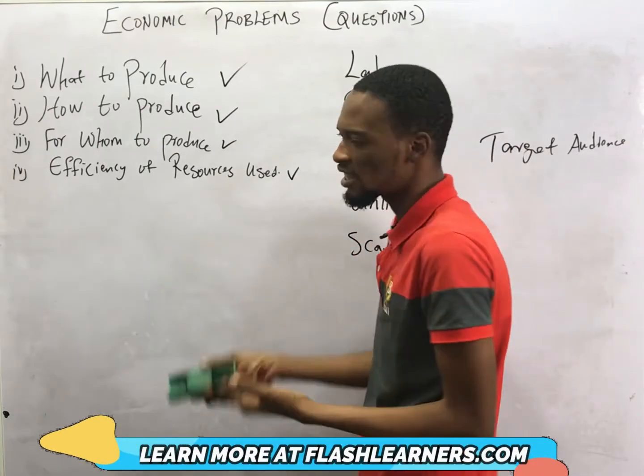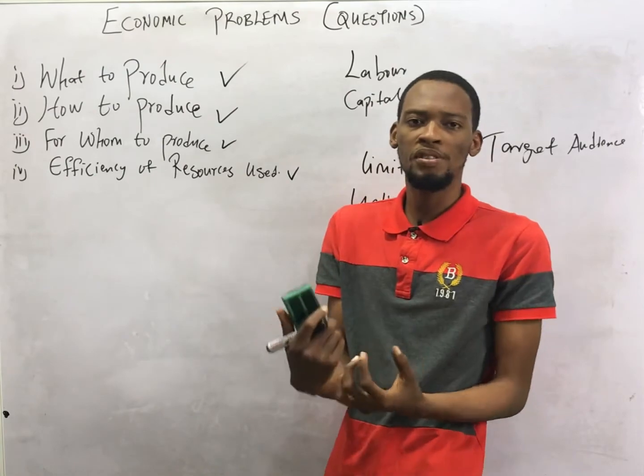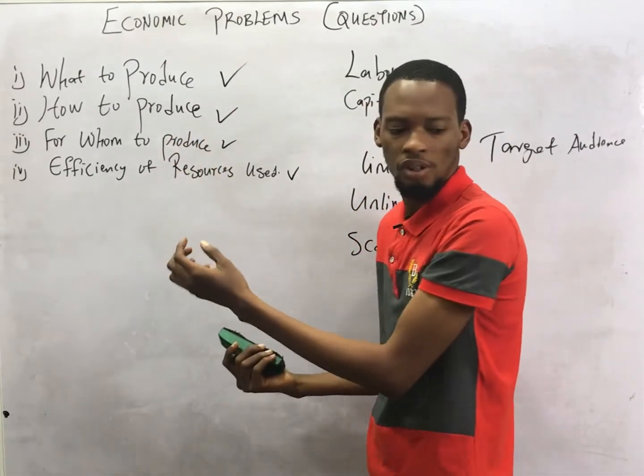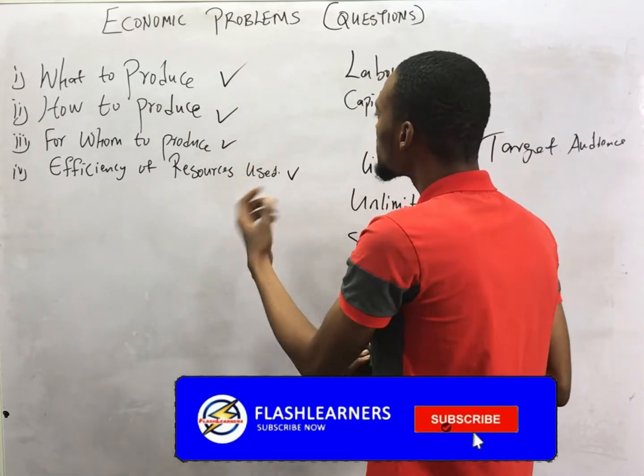So if you are asked in an exam, what are the economic problems or economic questions or problems of the society under economics? It's simply what to produce, how to produce, for whom to produce, and the efficiency of resources used.